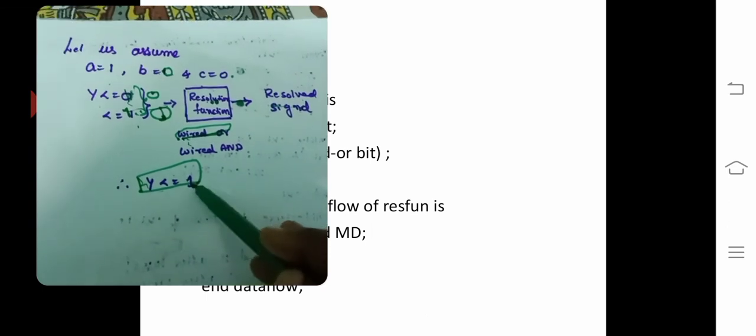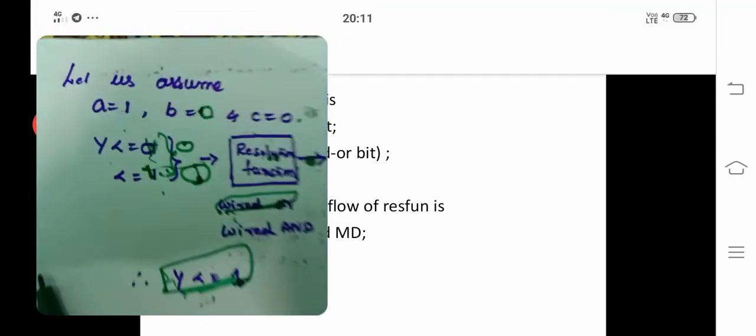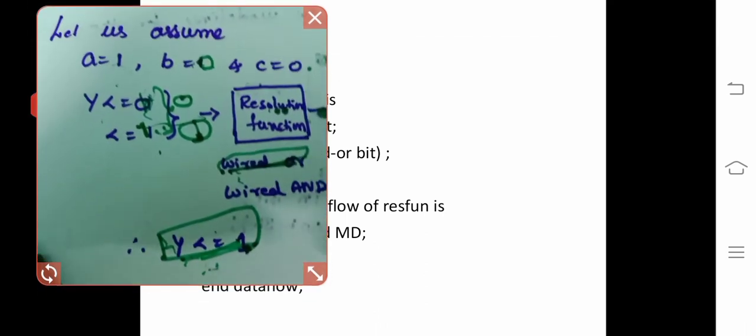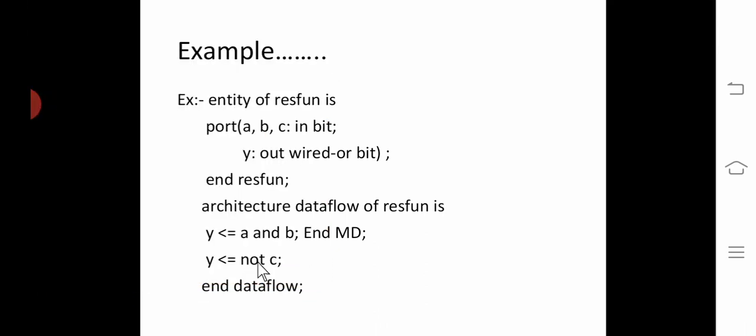Now your y value is equal to 1. Okay, and this signal is called your resolved signal. Let us hope all of you understood this one. Please try to read once again.